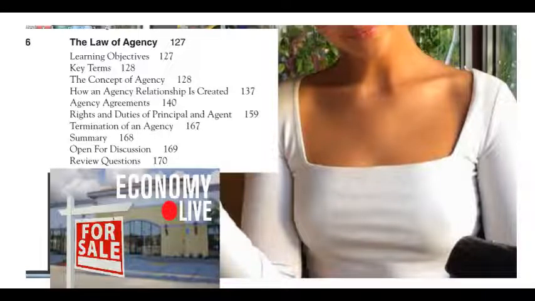to an agency. Distinguish the employee from the independent contractor. Describe a single agency and dual agency. Identify the ways in which an agency relationship can be created. List the types of listing agreements and describe them.